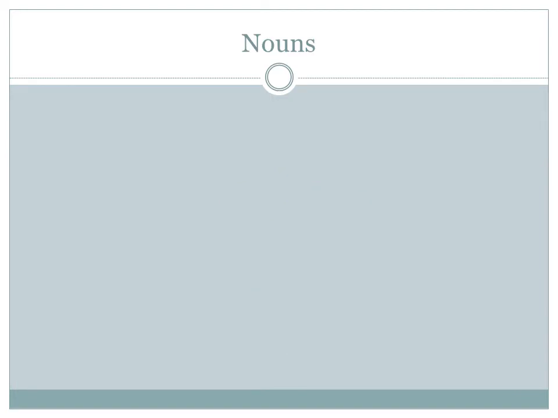So let's start by going through the 8 parts of speech and reviewing some of those definitions. So the first part of speech that I want to talk about today are nouns. Nouns, as you probably remember from some point in your education, are words that represent people, places, and things. They represent objects in a sentence.